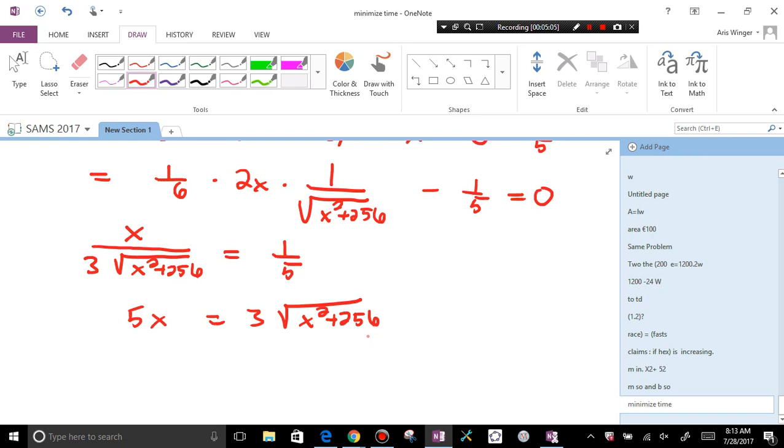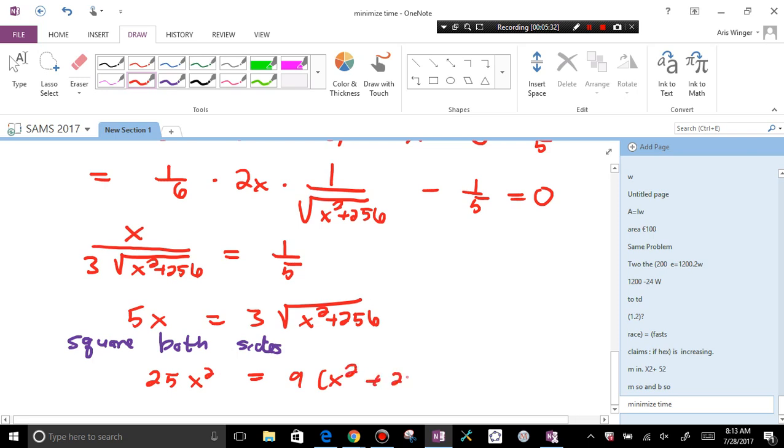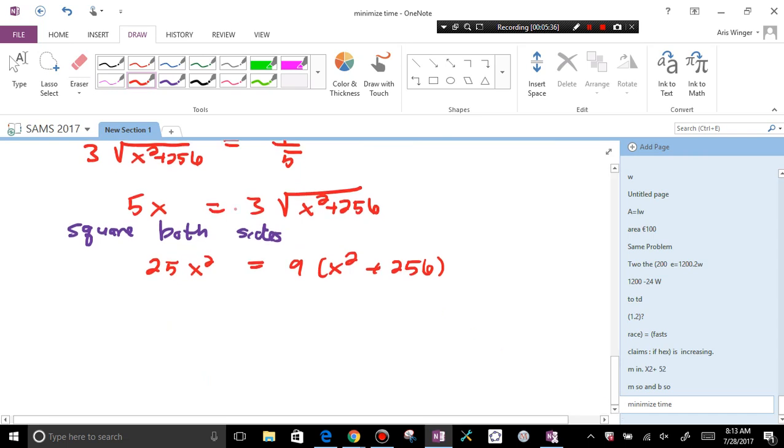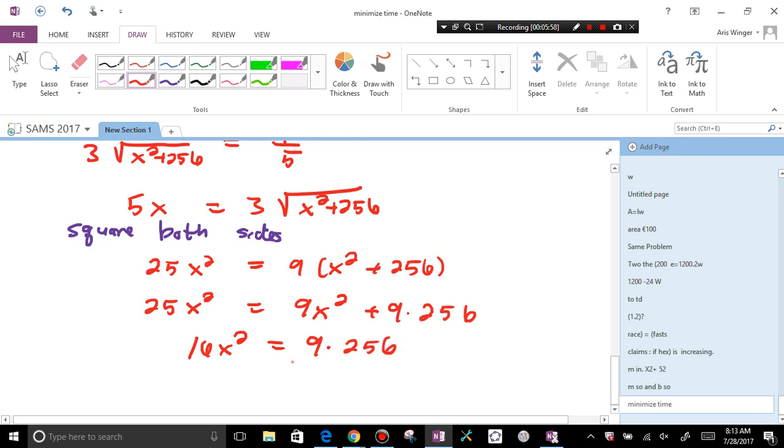Looks like we're going to get there, no issues. Square both sides. I should write that in a different color. Square both sides. 25x squared equals 9 times (x squared plus 256). 25x squared equals, they actually set this up nicely, 9x squared plus 9 times 256. Kind of nicely. 16x squared equals 9 times 256. X squared equals 9 times 16. X is equal to plus or minus 12.